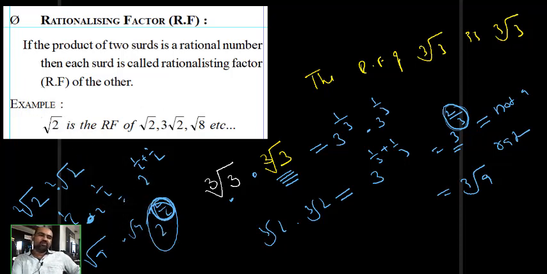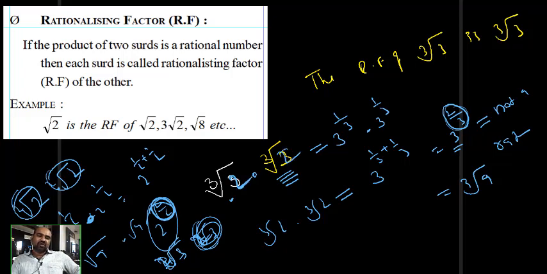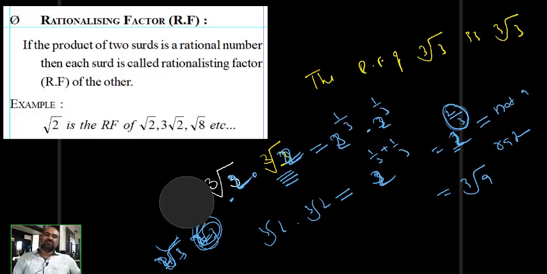Okay, I hope you understood. Here, square root of 2 into square root of 2 is rational only. Square root of 3 into square root of 3 is rational only. That's why I can say this is the RF of this, and this is the RF of this. But take cube root of 2, I don't want to confuse you. Cube root of 2 into cube root of 2 is 2 power 1 by 3 plus 1 by 3, that is 2 power 2 by 3, which is not an integer exponent, so this is not a rational number. So, what is the RF of cube root of 2? How to find it? I will explain now clearly.